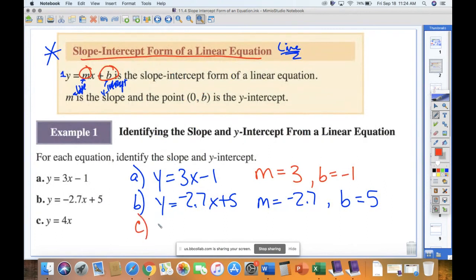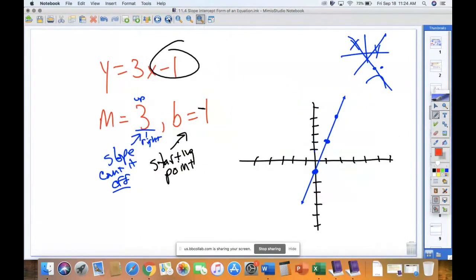C, y equals 4x. We have y equals, so it is in slope-intercept form. The slope is whatever's touching the x. The slope is 4. But then I think, what is b equal? I don't see anything. Well, there's this unwritten plus 0. My intercept is 0. Okay? Now, how do you trust me that the equations that I just graphed are even correct? Maybe Mr.